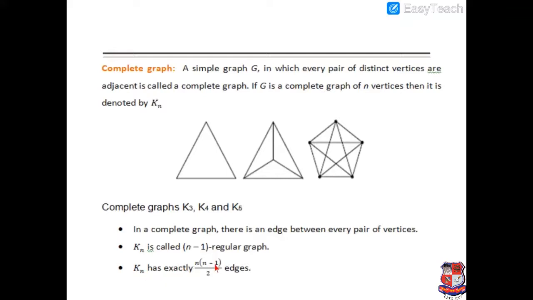Kn has exactly n into n-1 by 2 edges. Here each Kn has exactly n into n-1 by 2 edges. Therefore, it means that K3 has 3 into 3 minus 1 by 2, which is equal to 3 into 2 by 2, which is equal to 3 edges. So here K3 has 3 edges, 1, 2 and 3. So it is proved.